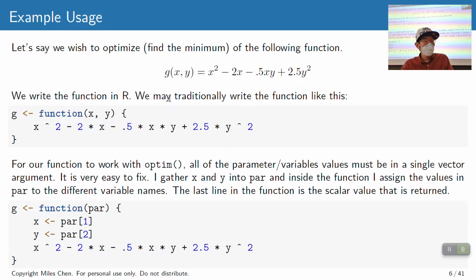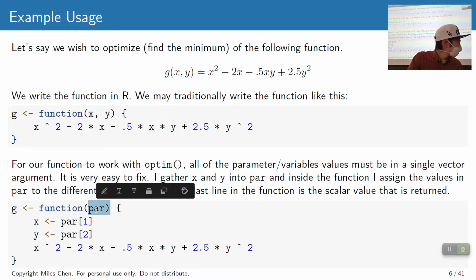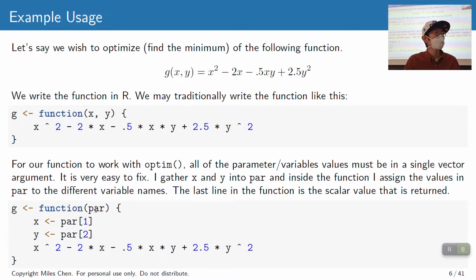But this function will not work with the optim function. The optim function requires that we write a function where it takes in one argument called par. And par this time is going to be a vector. Because our function takes in 2 values, par is going to be a vector of length 2. In our case, the first value of par is going to be x. The second value of par is going to be y.